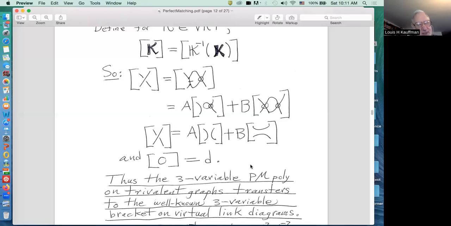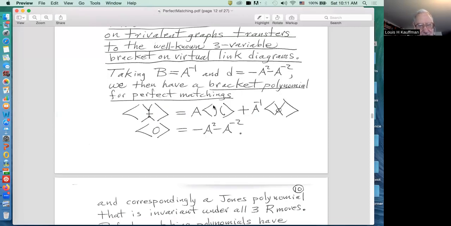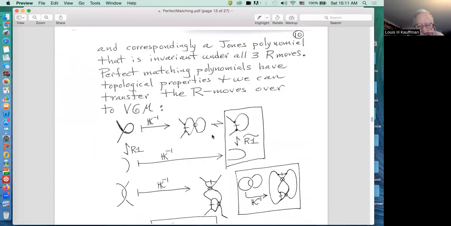And since the bracket polynomial can be specialized with B equal to A inverse and D its usual value to be invariant under Reidemeister moves, that means that there's a slew of moves on the graphs under which certain perfect matching polynomials will be invariant, among other translations back and forth. So we could consider the special case of the perfect matching polynomial for the bracket substitution and corresponding Jones polynomial.